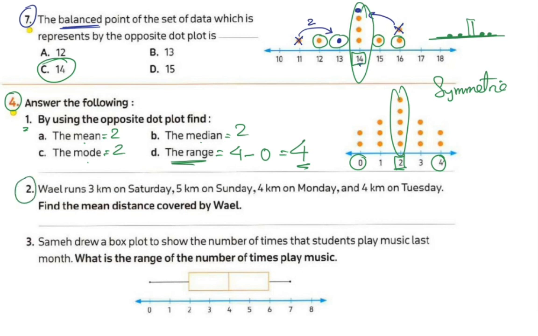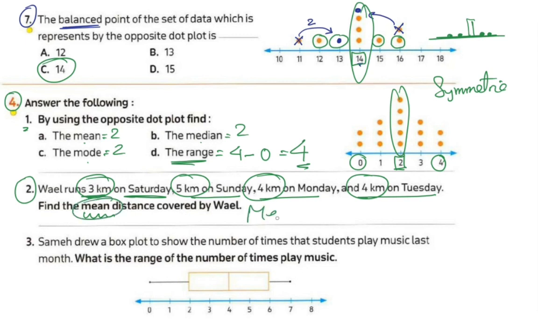Question number 2. Wael runs 3 kilometers on Saturday, 5 kilometers on Sunday, 4 kilometers on Monday. We have 3 values here. And 4 kilometers on Tuesday. So we have 4 values. Find the mean of the distance covered by Wael. So we have 4 values and I need to find the mean.